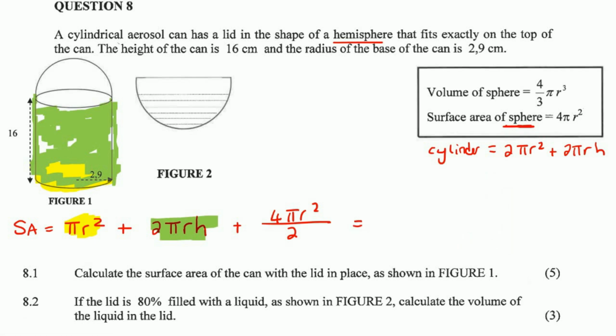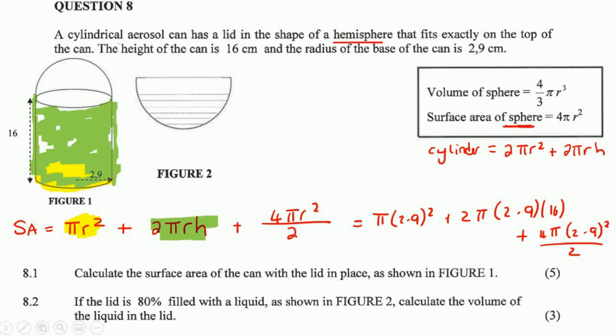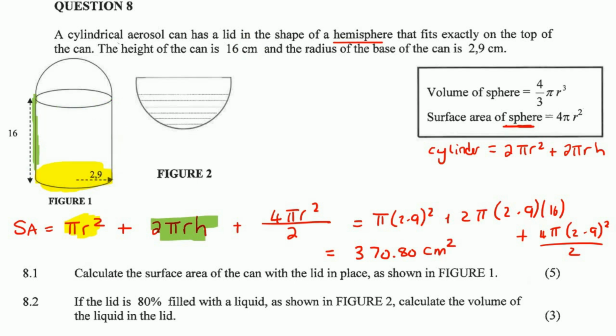We just go calculate. So the radius is 2.9. The height is 16 of that cylinder, and then plus 4 pi 2.9 squared over 2. And then we're just going to go fill that all in. And we should get a final answer of 370.80. And I think they used centimeters. Yes, they did. So we'll say centimeters squared. See, they did use centimeters over there.